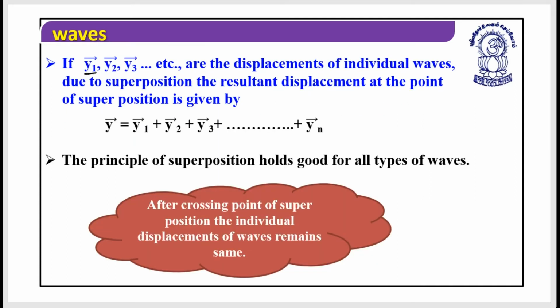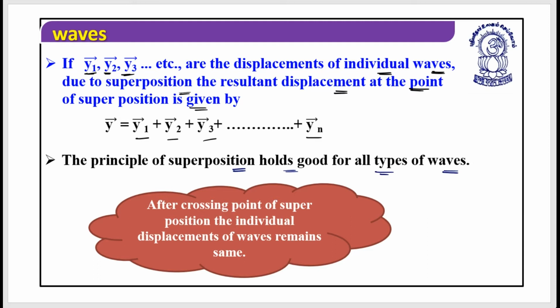Let's take an example where y1, y2, y3, etc. are the displacements of the individual waves. Due to superposition, the resultant displacement at any point can be given as y equals y1 plus y2 plus y3 up to yn. And the principle of superposition holds good for all types of waves.